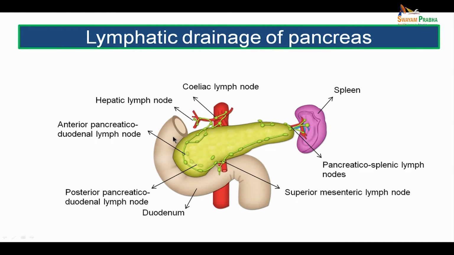The head and the neck region draining into anterior and posterior pancreaticoduodenal group of lymph nodes, while the body and tail drain into the pancreaticosplenic group of lymph nodes and efferents from all these draining into the superior mesenteric and the celiac group of pre-aortic lymph nodes.